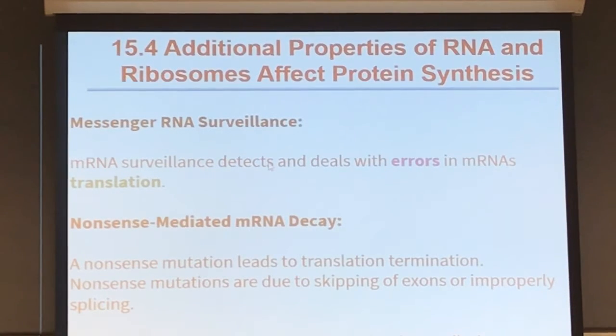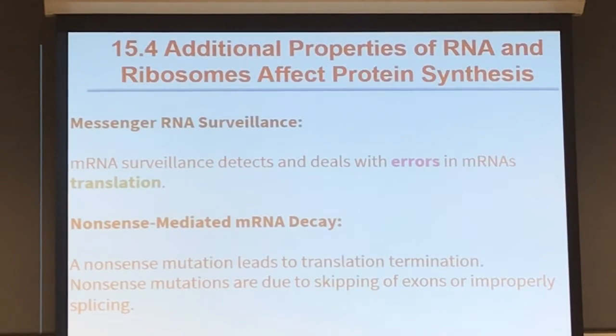There are some additional properties of RNA and ribosome after protein synthesis. So, messenger RNA surveillance: sometimes there could be some errors in the messenger RNA translation. So basically, as protein synthesis happens, accidentally sometimes the wrong amino acid could be added, or sometimes suddenly protein termination can be initiated.